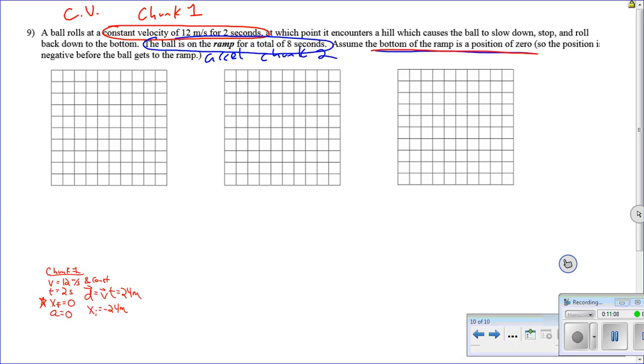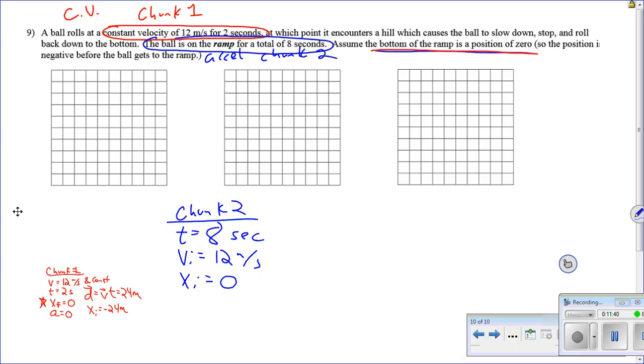Now, in chunk 2, we're on the ramp. So there's a little bit more going on. So what do we know about chunk 2? Not a whole lot. It tells us we're going for 8 seconds. But we just figured out a whole bunch of stuff. For example, we know that when we get to the ramp, we're still going 12 meters a second. And I also know that the starting position when you get to the ramp is 0. Let's see. It doesn't give us much else to go on.